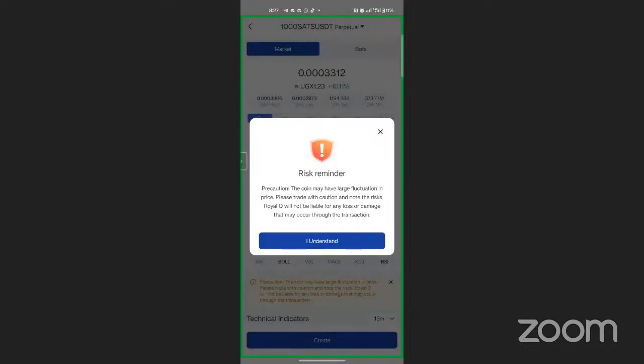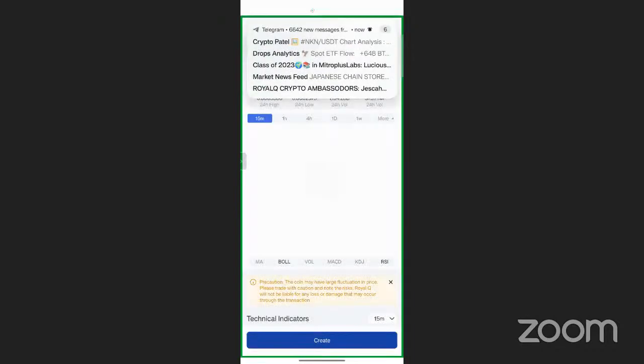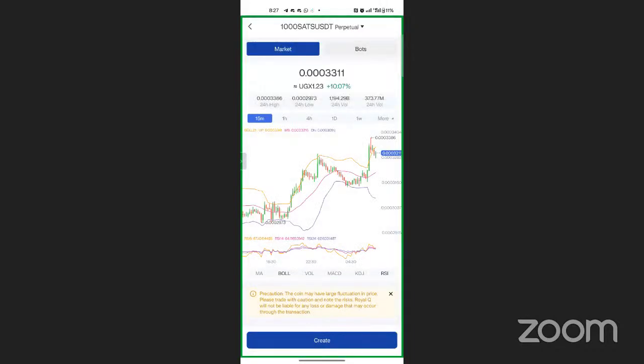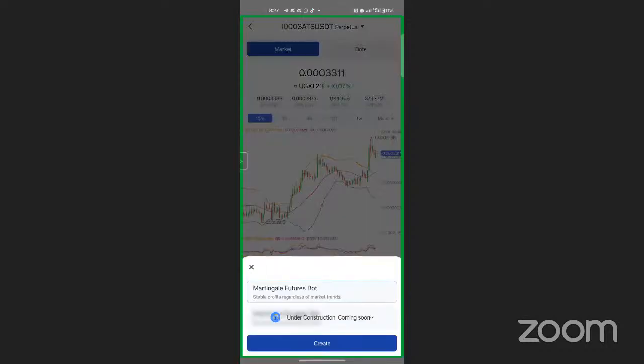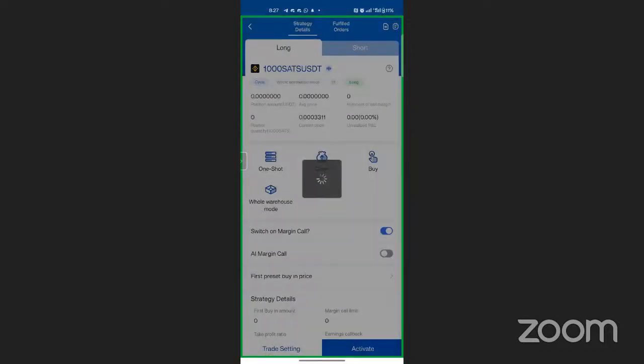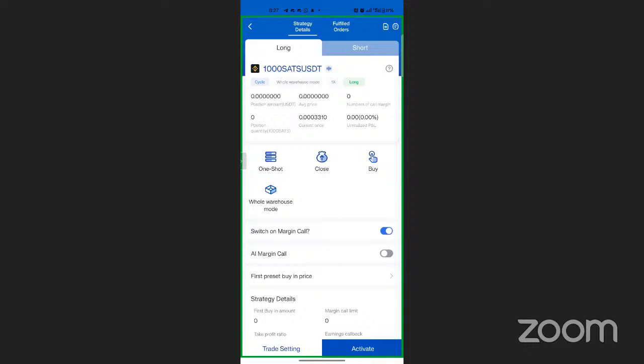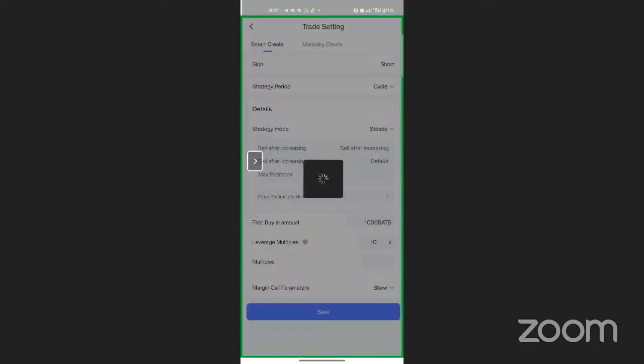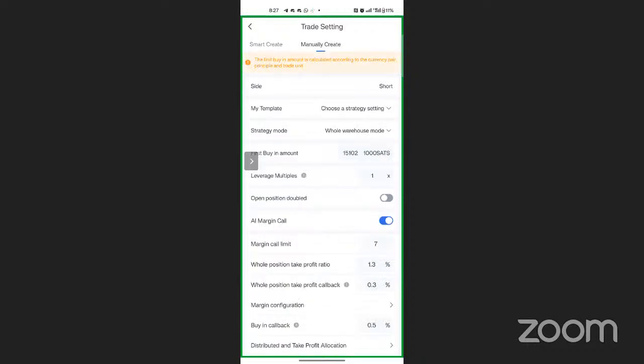But if I've done my analysis well in 30 minutes, and I expect this coin to come down, I come and tap on futures, then I have a decision. This is a long, meaning it will go up. This is a short, meaning it's going to go down. So I want it to come down, so I tap on short. Then I put in my trade settings as normal.